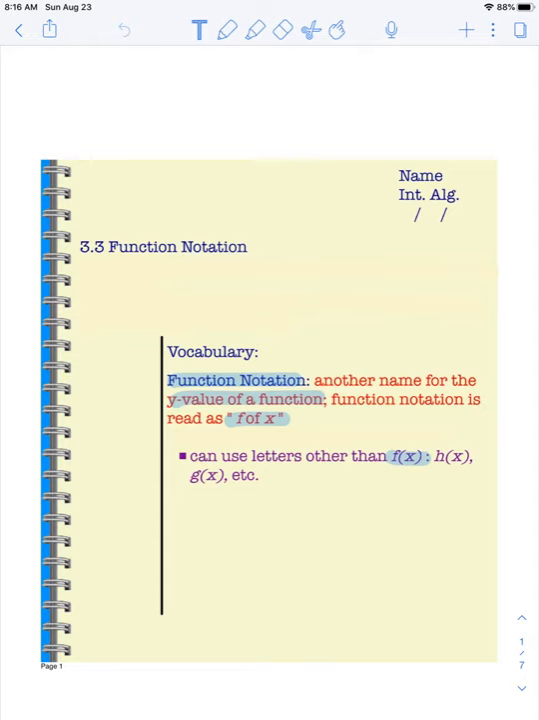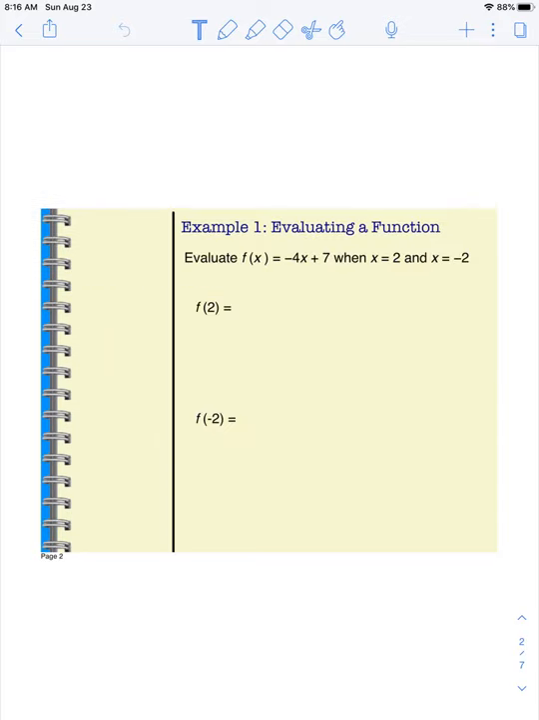You can use other letters instead of f. So the second example, h of x, is another function of x, but the function is h. Or g of x is another function of x, but the function is g. So let's see an example of what this looks like. The first function, the function of x, is negative 4x plus 7. We're going to evaluate it for when x equals 2 and x equals negative 2.